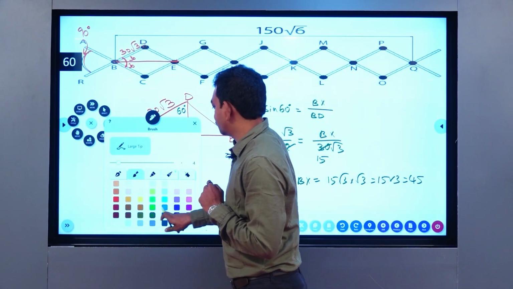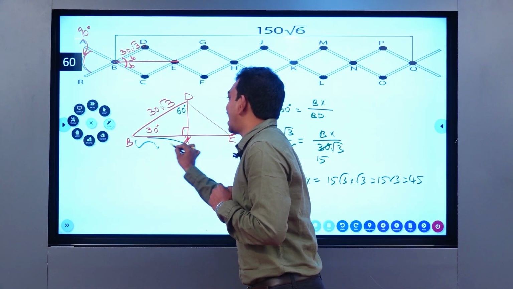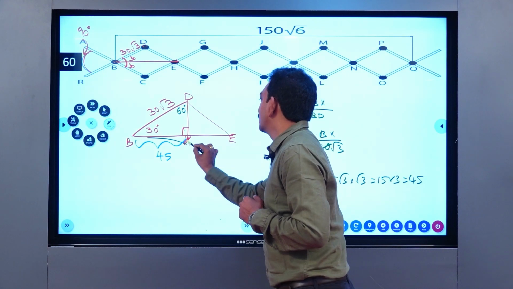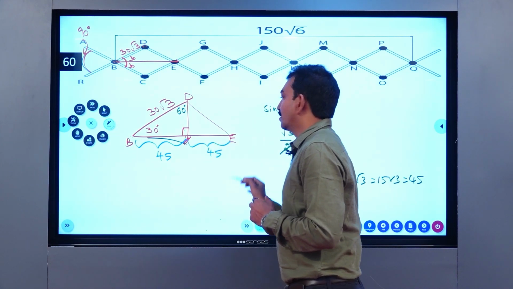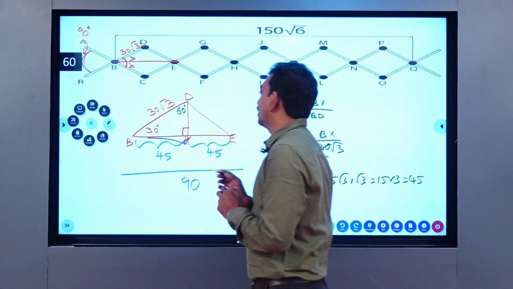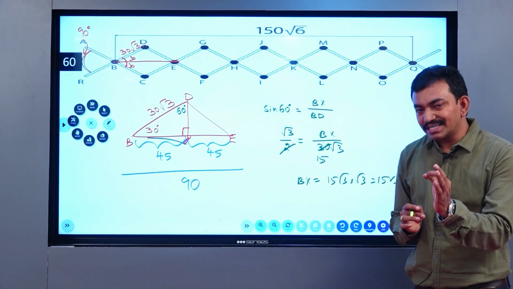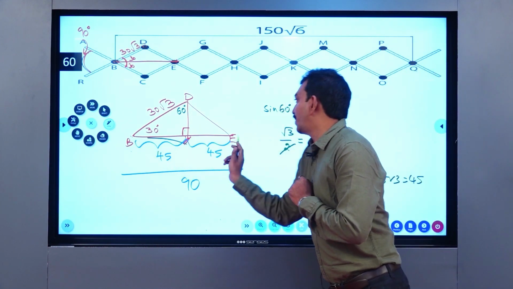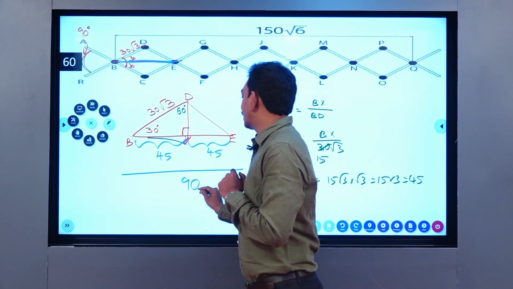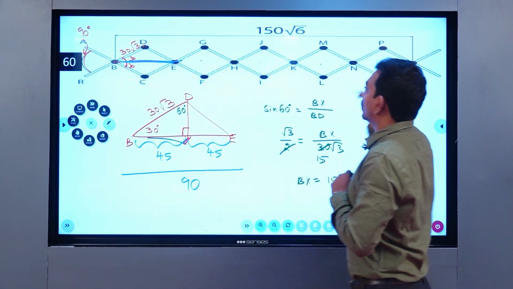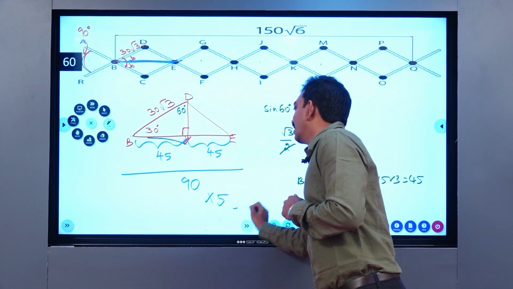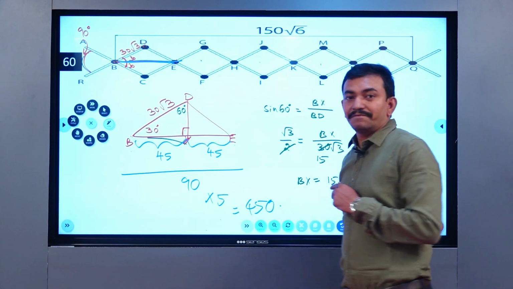Now see the understanding. We got this as 45. As it is a perpendicular to the midpoint of the base, this is also 45. We got the total length BE as 45 plus 45, 90. So we took one such structure to get the length as BE. So this is one structure of length how much? 90. But how many such things are there in total? The length of BQ is 5 times, right? So 90 times 5, our answer is 450.